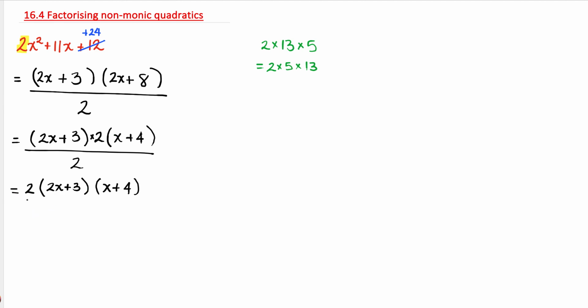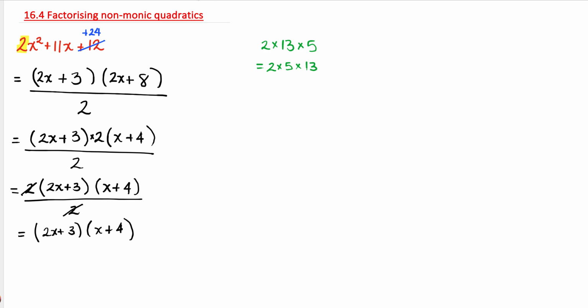And then I say, okay, all of this divided by 2. Because everything is being multiplied by 2 and everything is being divided by 2, I can cancel these 2. Therefore, my answer is 2x plus 3 times x plus 4.